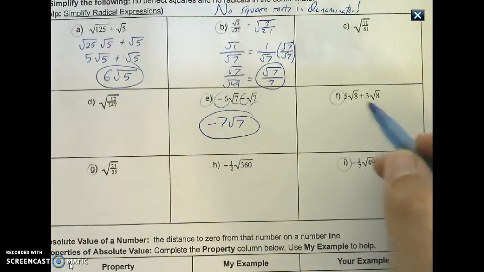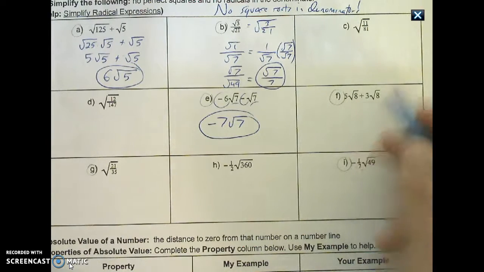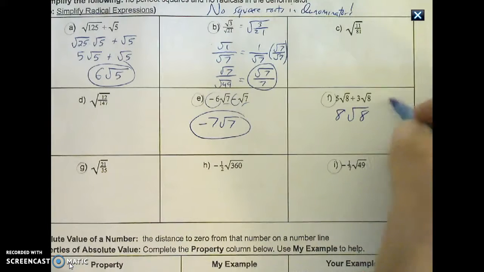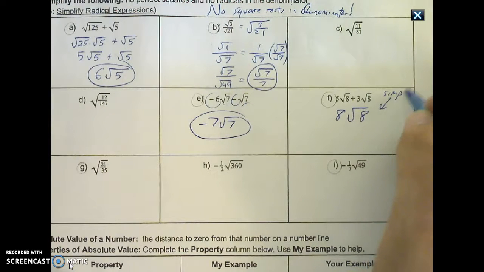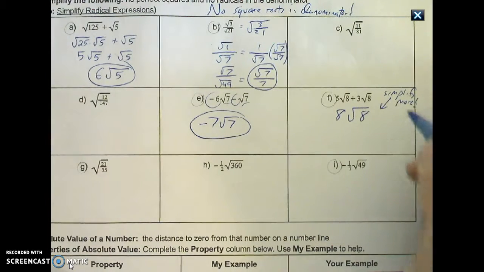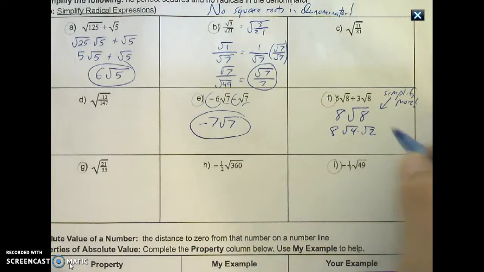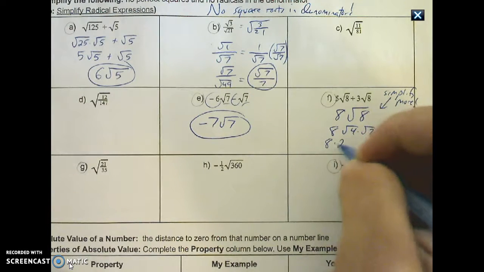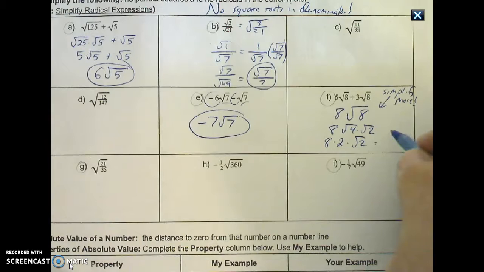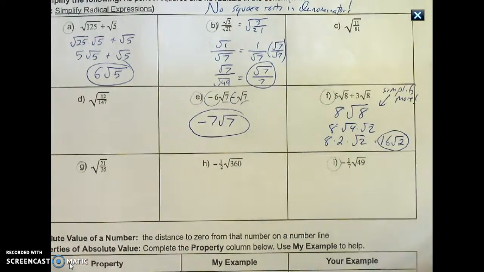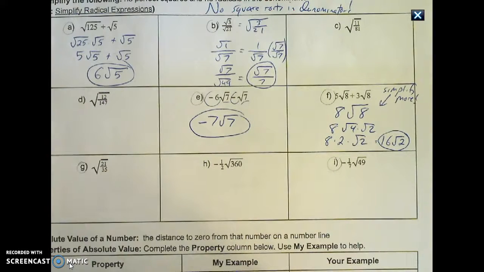Here, 5 root 8 plus 3 root 8. We kind of get lucky again that we have the same root 8, so we can add them together. 8 root 8. But there's one little catch for this one. You can simplify this down some more. What perfect square can go into 8? Well, root 4 times root 2. The square root of 4 is 2. So 8 times 2 gives me 16 root 2. Alrighty? Very good.